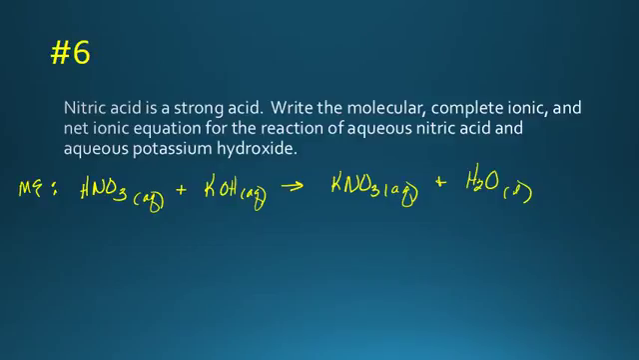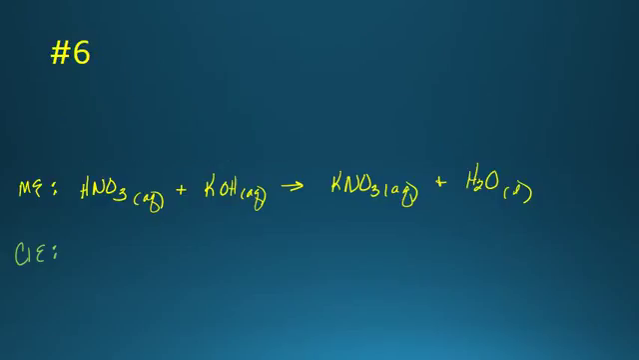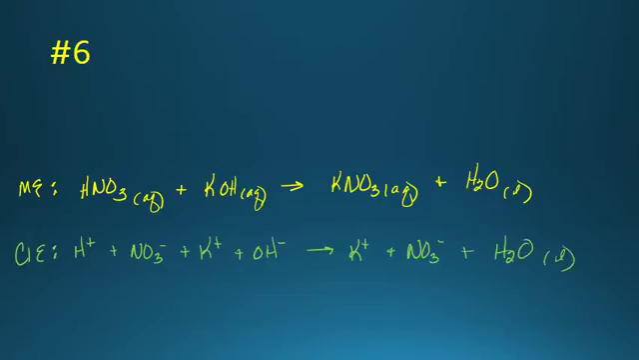Now we need the complete ionic equation. That means break everything apart as it exists in the solution. So we end up with hydrogen ions plus nitrate ions plus potassium ions plus hydroxide ions yields potassium ions plus nitrate ions plus water. That's the product. That's what did the chemistry.